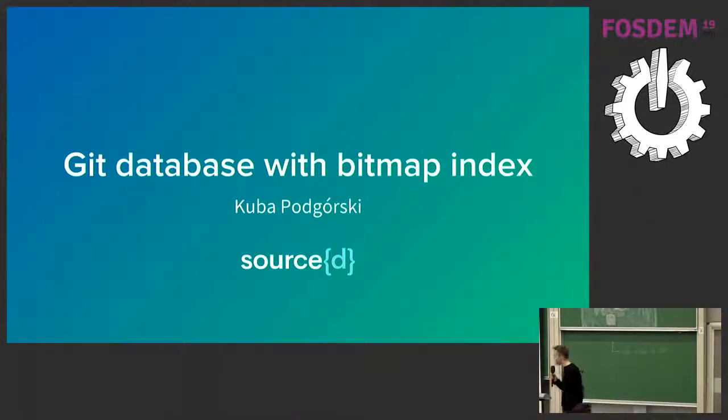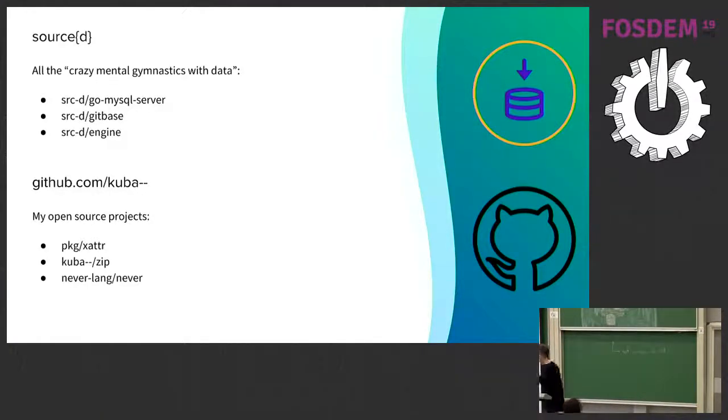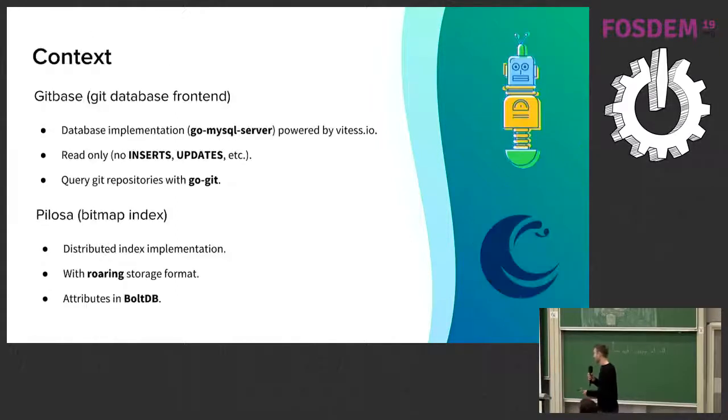Hello, I'm Kuba. I work at Sourced, mainly on projects related to storage and data processing, like mysql-server and the Git database and the engine. But also, in my spare time, I maintain a couple of open source projects like the extended attributes package for Go and a zip compression library. And recently, I helped my friend with his new programming language called Never. But today, I want to talk about how we integrated the bitmap index in our Git database.